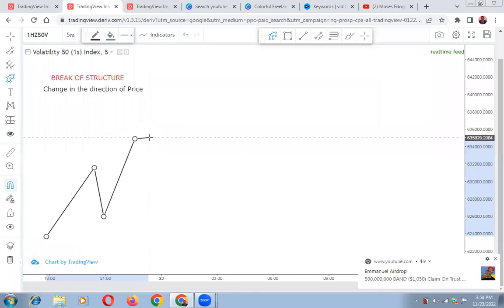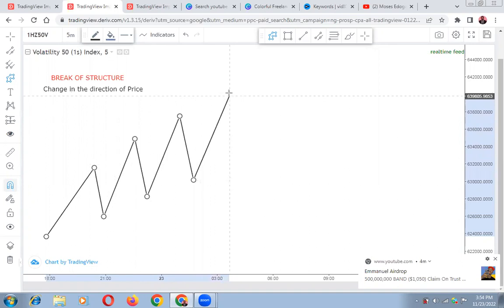So price goes here and then comes back, gives you a higher low, makes another higher high, gives you another higher low, and then it gives you a higher high, and all of a sudden price comes and breaks this.